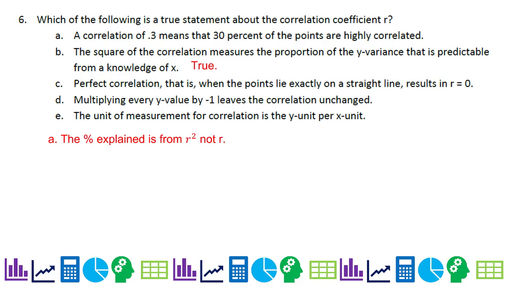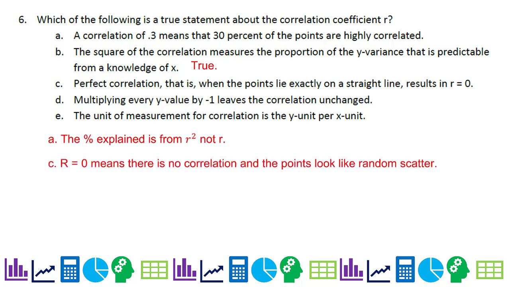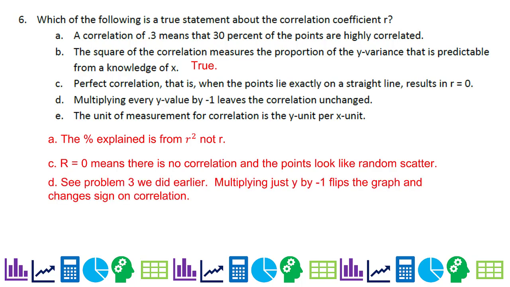Okay, C, perfect correlation, that is when the points lie exactly on a straight line, results in R equals 0. R equals 0 means there's no correlation. The points look like random scatter. D, multiplying every Y value by -1 leaves the correlation unchanged. Well, we just did that in problem 3, right? When we multiplied it by -1, it flips the graph, so a positive slope becomes negative and a negative slope becomes positive. So it changes the sign on the correlation. So that one is false.